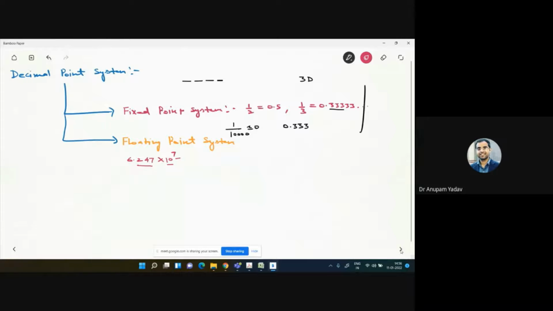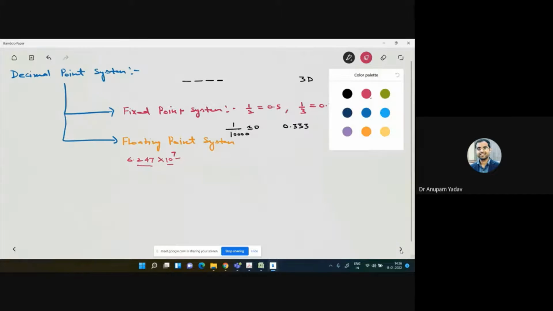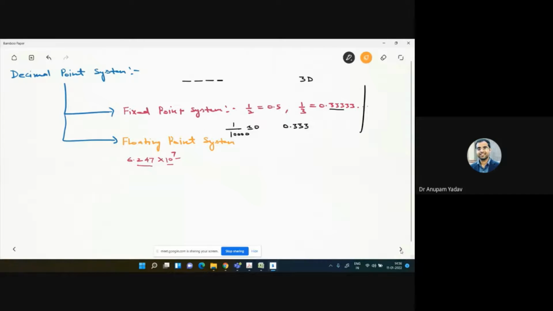इस फ्लोटिंग पॉइंट सिस्टम को हम अच्छे से समझ लेते हैं. So floating point, before understanding this floating point system, we must understand what is floating point number. Okay, floating point number. Suppose I am declaring that A is a floating point number.